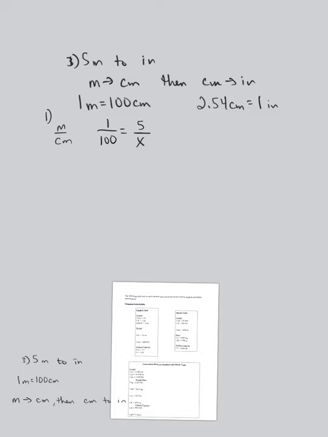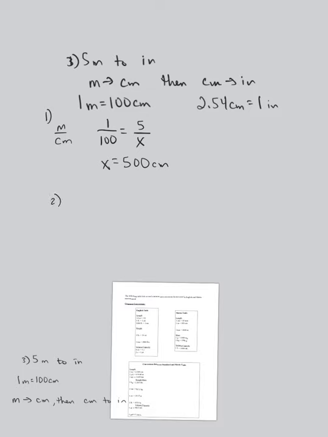Now when I equate the cross products, I have 1 times x is equal to x, and then 100 times 5 is equal to 500. You've got to be really careful on these multi-step problems in terms of what this is. X is in the denominator, so that's the number of centimeters. Now what you do is you just pretend like this was what you started with. The centimeters is what you started with, and so now we're on step 2.